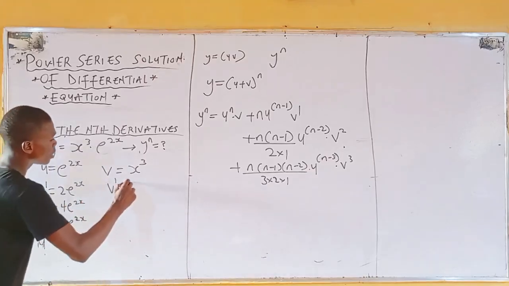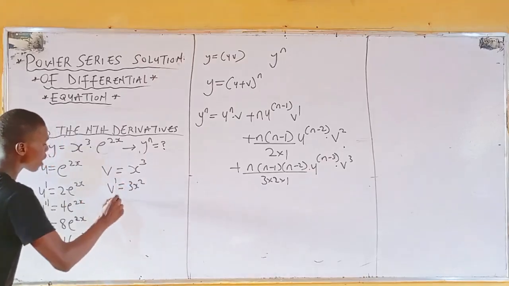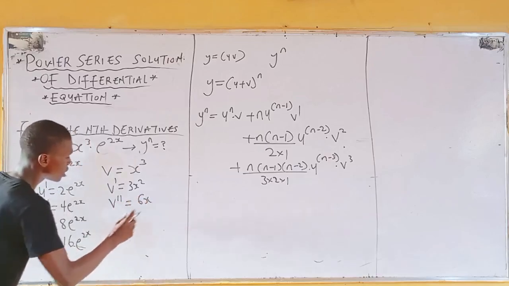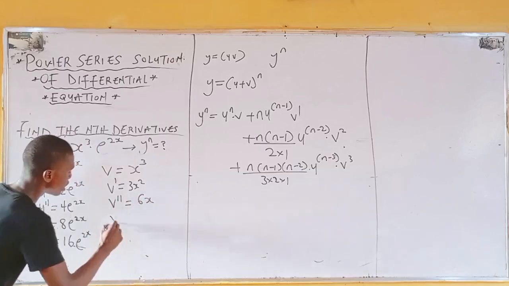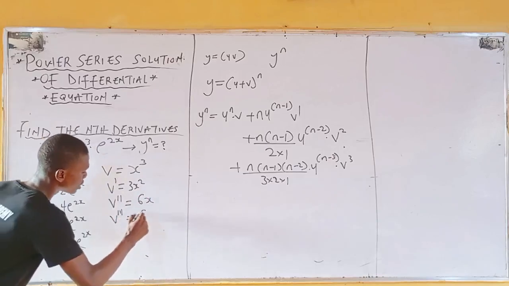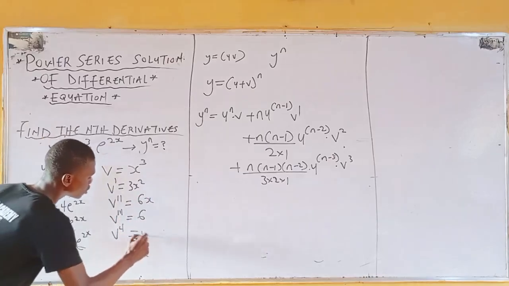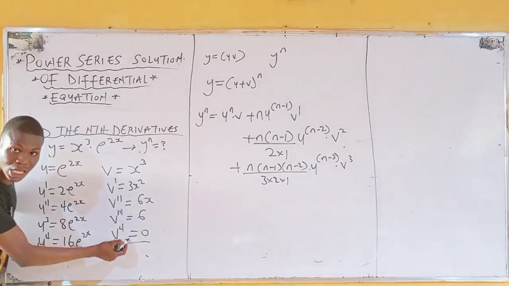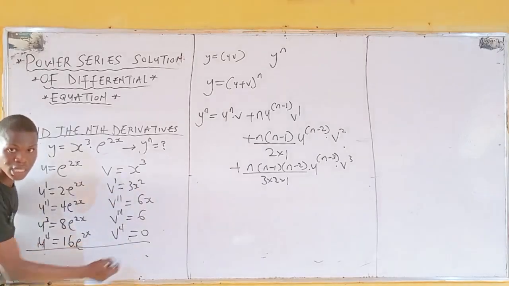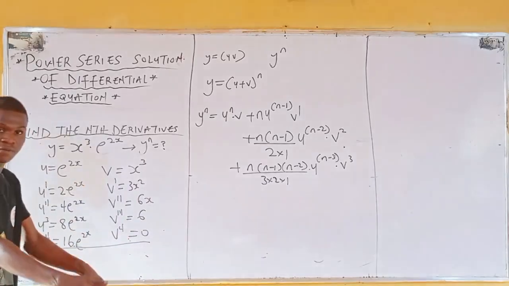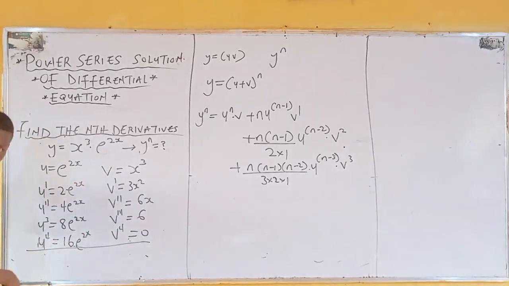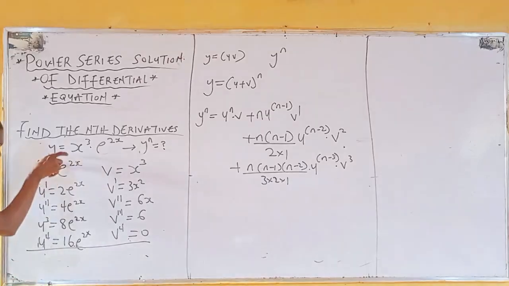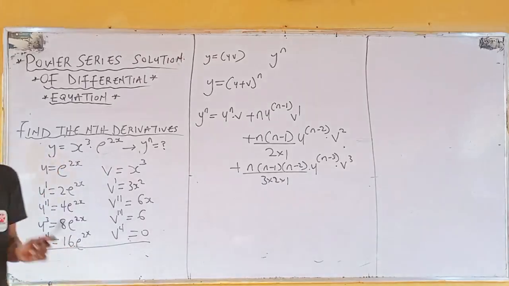Then what do you have here? v prime is 3x squared, v double prime is 6x, right? Then v triple prime, what do you have? 6. Then the fourth derivative, what do you have? 0. We are stopping at this fourth derivative because we got 0 for the v function. Let's say you got 0 at the fifth derivative, meaning for the u function you stop at the fifth derivative. Are you getting me?